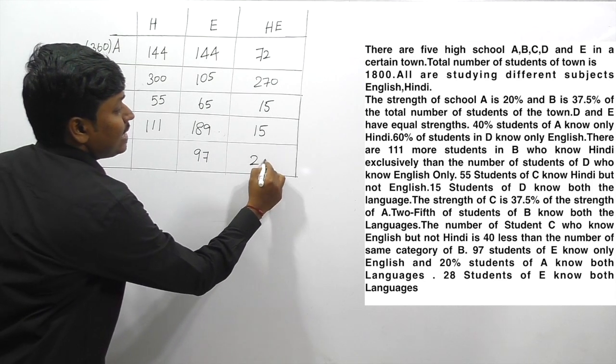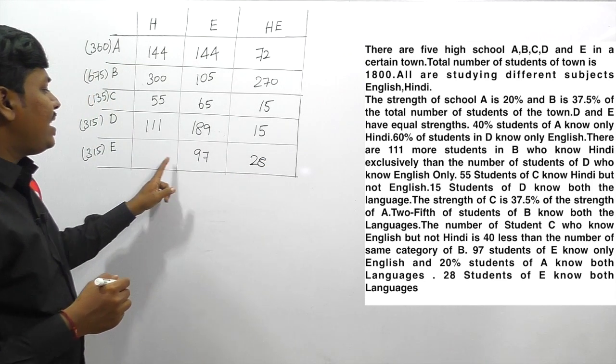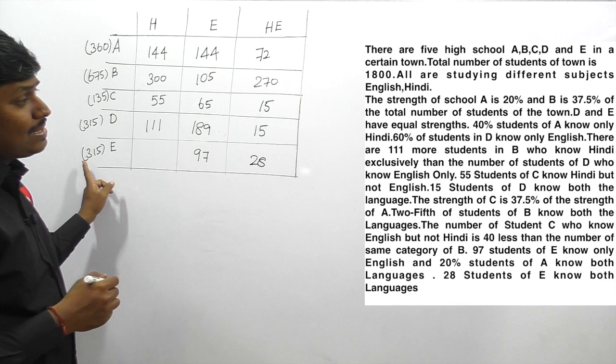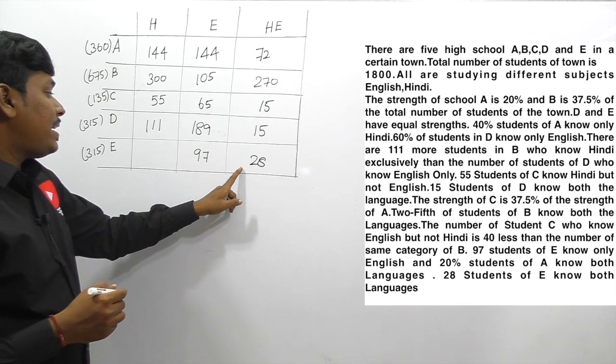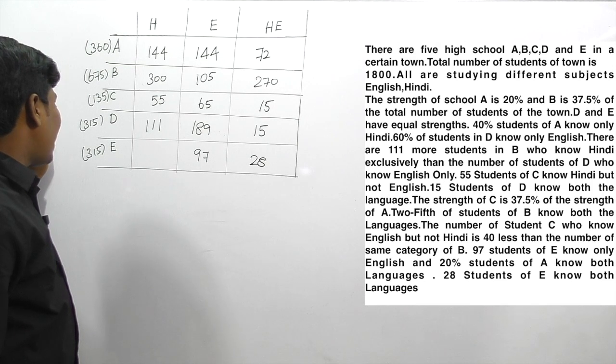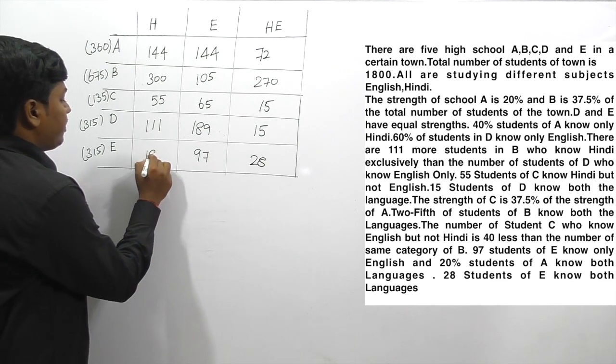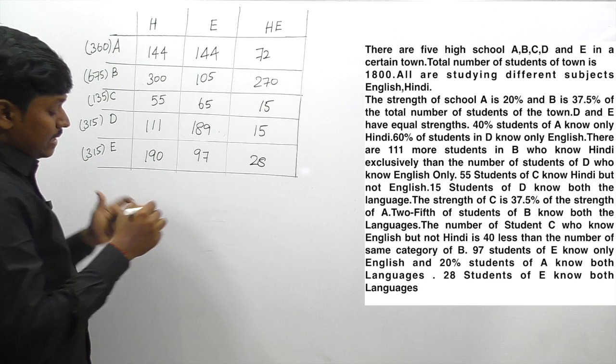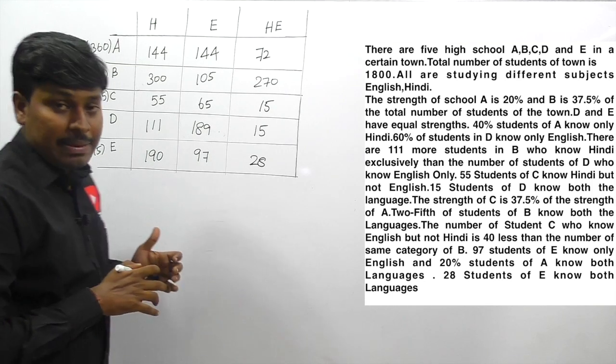So we can say that 28 student difference. So it is easy, right? We need to add this value and subtract with this 316. So 97 plus 28, when we subtract this 315, I think 190 friends. So 190. So finally we have completed solving this tabular column, friends, right?